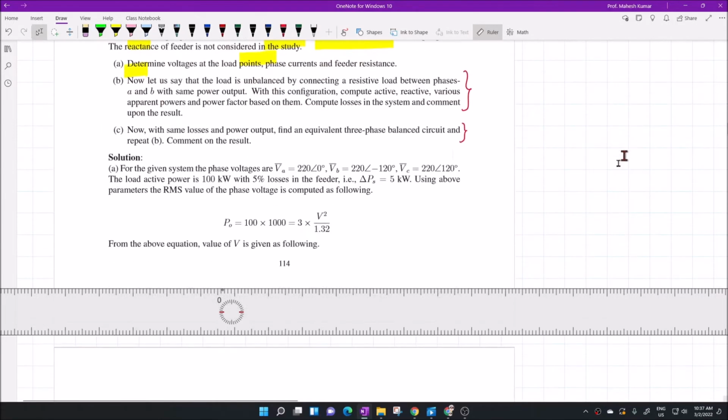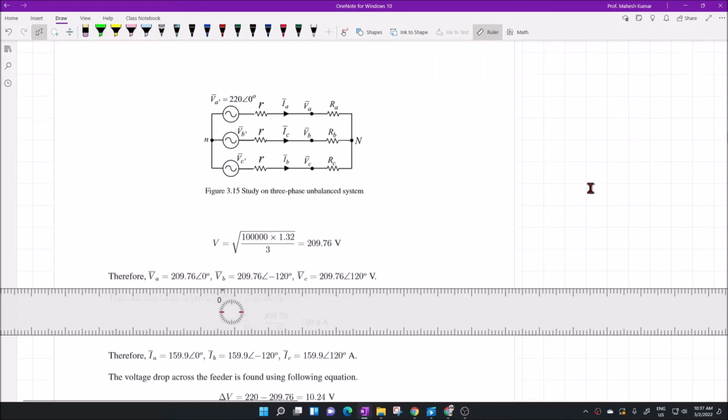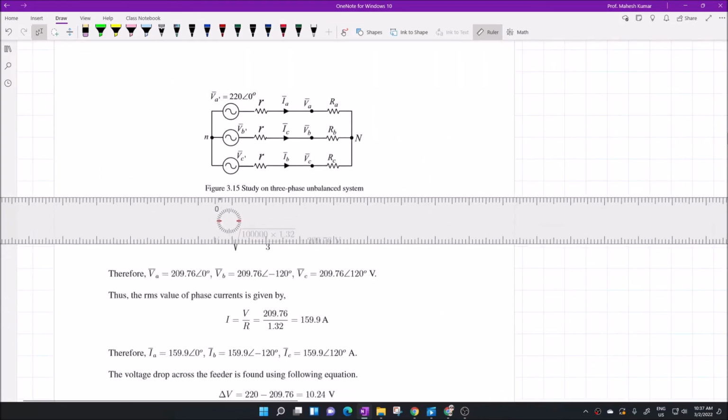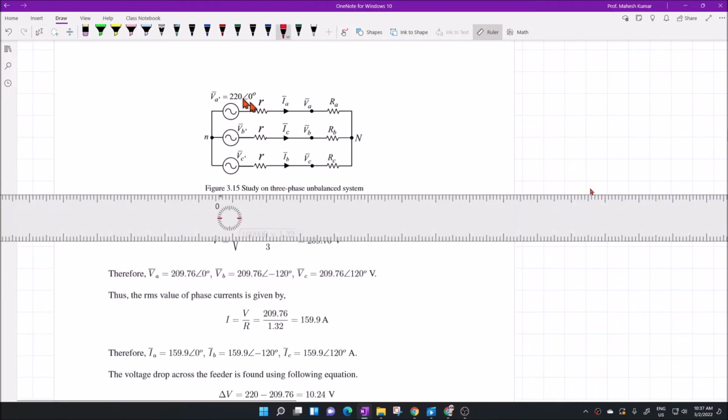Alright, so let us go ahead. This is the system description. As you can see, it is a three-phase system. First, in the beginning, we are supplying this three-phase load RA, RB, RC with feeder resistance small r, and this voltage is 220 for each phase with a phase displacement of 0, -120 and +120.